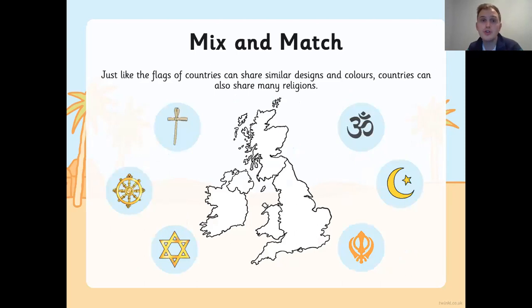Okay, so just like the flags, like I was saying, countries can share similar designs and colors. Countries also share many religions. So in our country, there are lots of different people who practice and celebrate different faiths. Okay, remember, we are a multicultural society. That means we have people from all different walks of life, from all different countries, and from all different religions. And that is what is truly fantastic about our country.